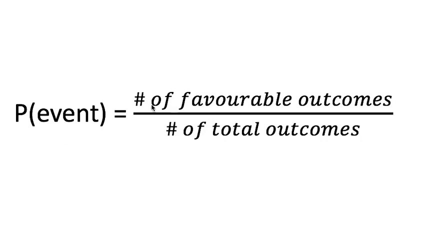which is just how you calculate the probability of any event. That's going to be the number of favorable outcomes divided by the number of total outcomes. We've been seeing this over and over again in probabilities so far. It's pretty straightforward once you get the hang of it, right?